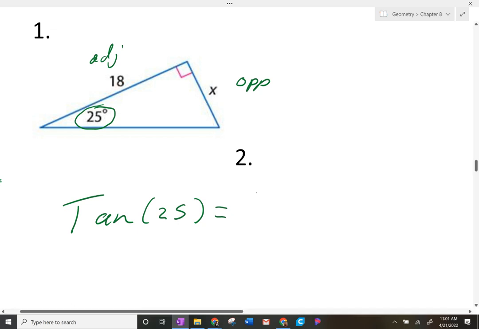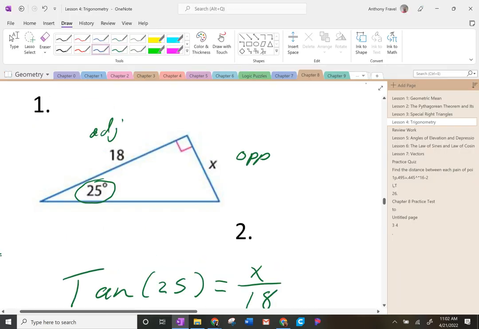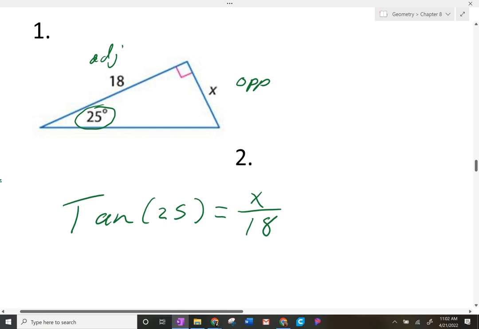What they had for the opposite was the letter x. What they had for the adjacent was the number 18. So I get tangent of 25 equals x over 18. Okay? Opposite over adjacent. Now, for me to solve this, I want to get the letter x on a side all by itself. So right now it's x divided by 18. So I want to do the opposite to get x all by itself. What's the opposite of dividing by 18? Multiplying by 18. So I'm going to multiply both sides by 18.